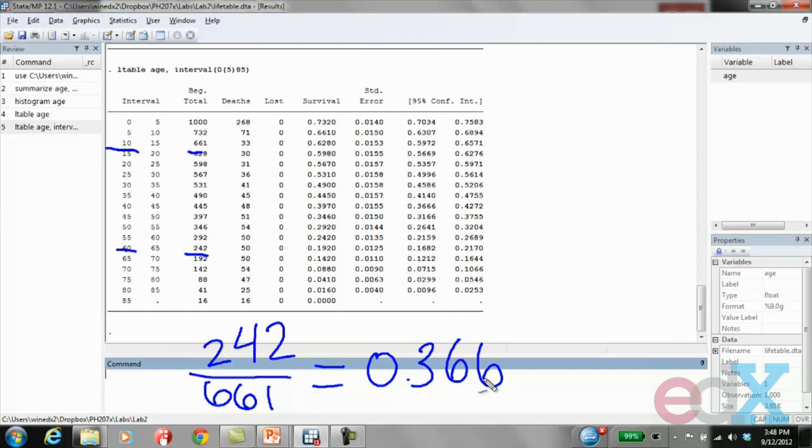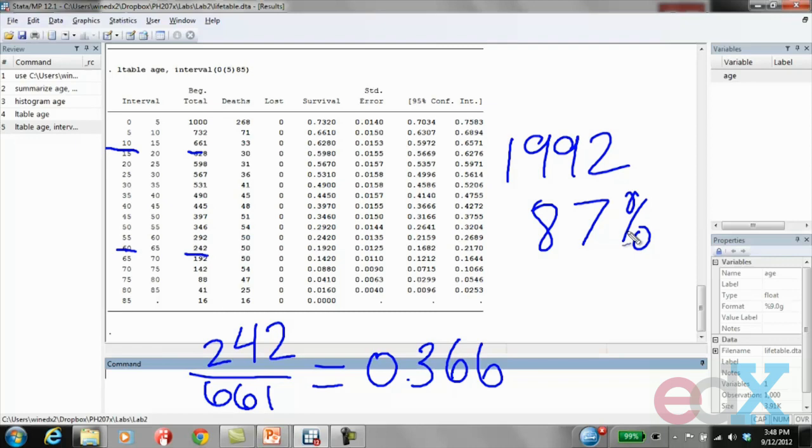Compare that to the US in 1992. That chance was 87%. So in 1992 in the United States, there was an 87% chance that a 10-year-old would survive to age 60. And that's the end of the life table module.